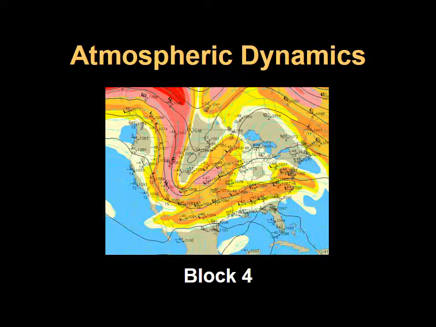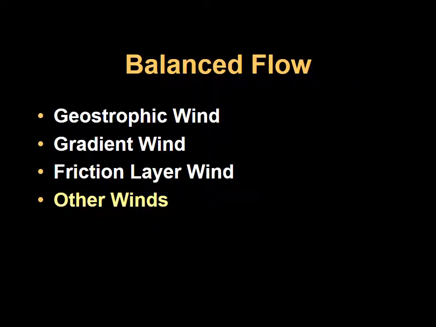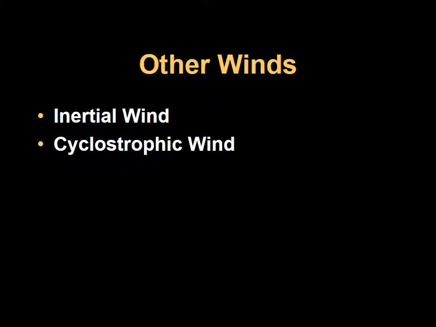Hi, and welcome to our last video on atmospheric dynamics, specifically looking at balanced flows. We're going to talk about the last two kinds of winds. We've gone through the geostrophic, gradient, and friction layer winds. Now we're going to look at cyclostrophic and inertial winds. So first, let's take a look at the inertial wind.